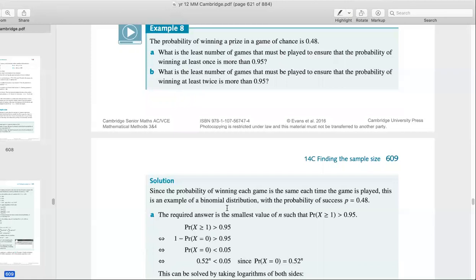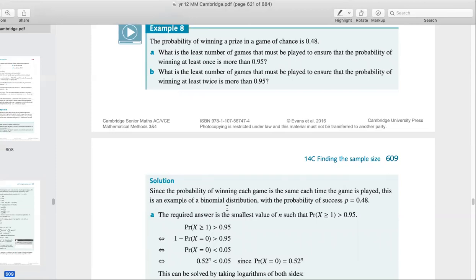The probability of winning a prize in a game is 0.48. And the question asks: at least how many games do you need to play to make sure you win at least once, with the probability being more than 0.95? This is what they are asking. Okay, so for part A, it's just like probability x greater than or equal to 1 will be greater than 0.95.